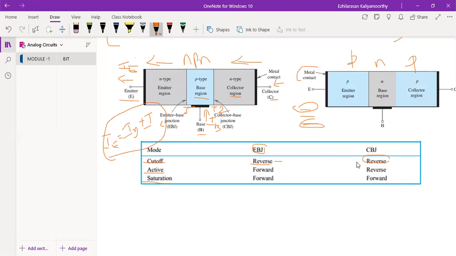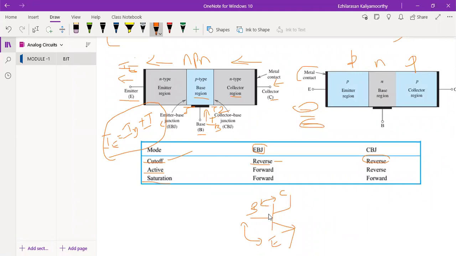This is the transistor symbol, which you already know very well, for NPN. This is B, this is C, this is E. Emitter-base will be reverse biased, and collector-base will be reverse biased. When both are reverse biased, it will be in the cutoff region. During the cutoff mode, the transistor will not conduct.